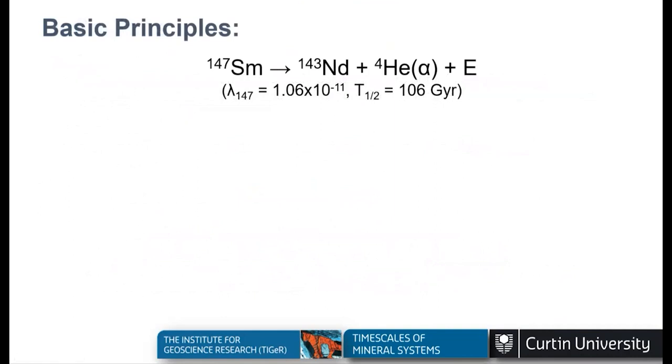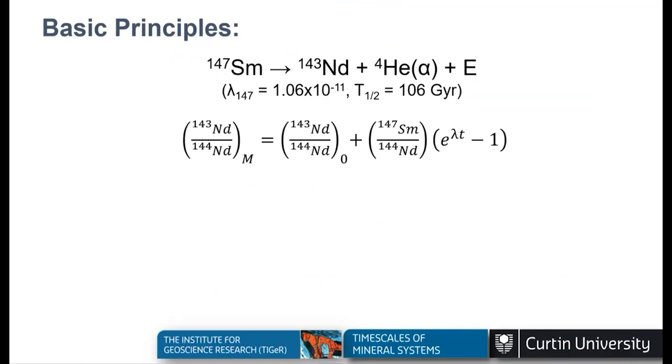Okay, so very basically, what we start off with is some kind of radioactive decay scheme. In this example, I have used the samarium-neodymium decay scheme, which involves samarium-147, which decays to neodymium-143. There's obviously a mass change of 4 during that process, so you have to kick out one helium nucleus, and there's probably some energy that comes off with that as well. The half-life for that reaction is quite long. It's 106 billion years.